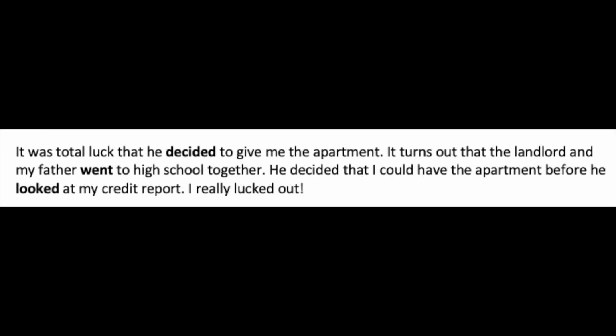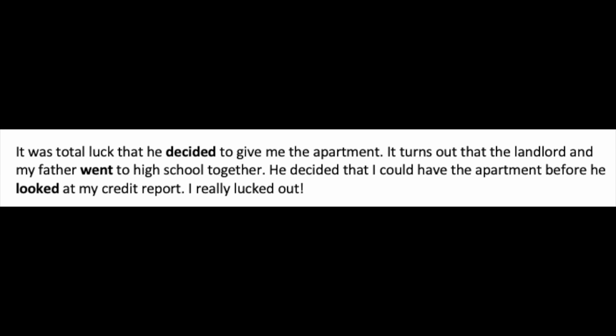It was total luck that he decided to give me the apartment. It turns out that the landlord and my father went to high school together. He decided that I could have the apartment before he looked at my credit report. I really lucked out. Again, the words in bold are the correct answers.